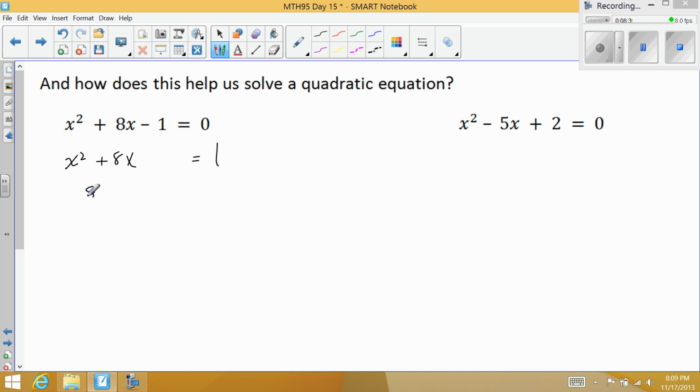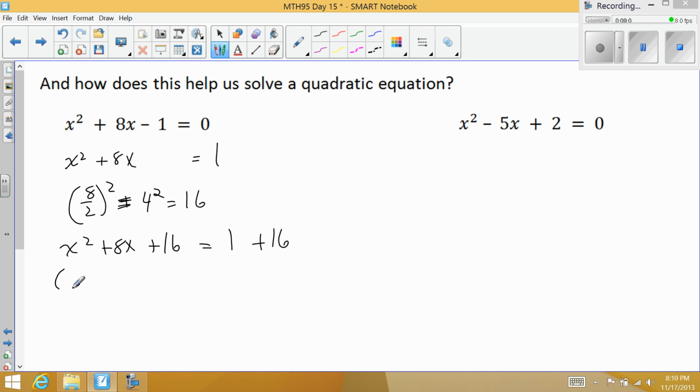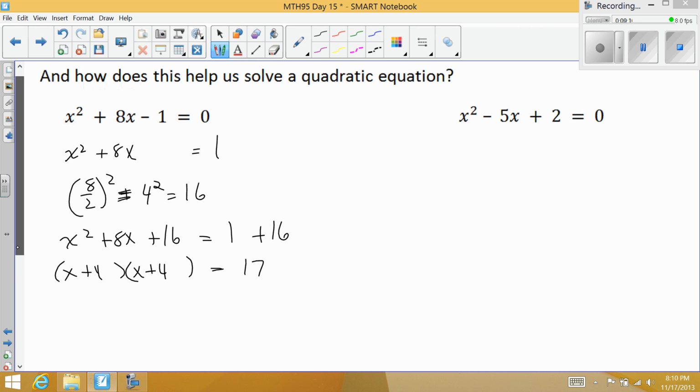So half of 8 squared is going to be our magic number. Oops, that should be an equal sign. 4 squared, which is the 16. So we'll take our x squared plus 8x plus 16, add that to the left side, and then to balance it, we also add it to the right-hand side. This side now factors to x plus 4, x plus 4. This side simplifies to 17.